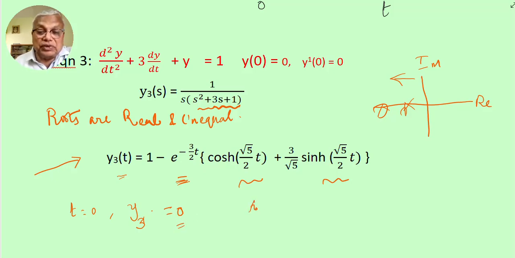When t equal to infinity, this term will be finite, but e power minus infinity is 0. Because of that, the second term will be 0. So you are going to be left with 1 only. So y3 will be 1. Okay.